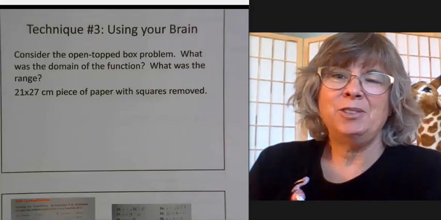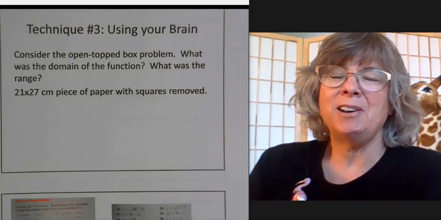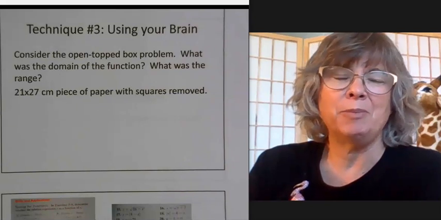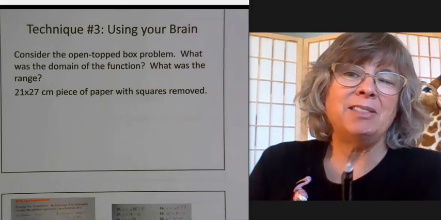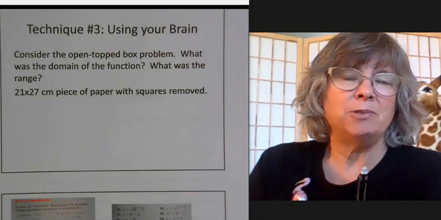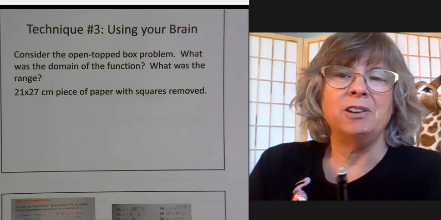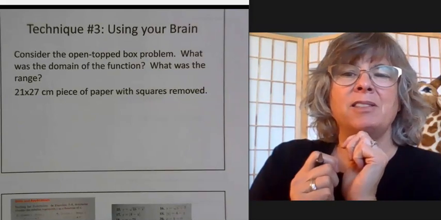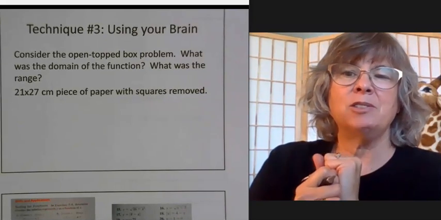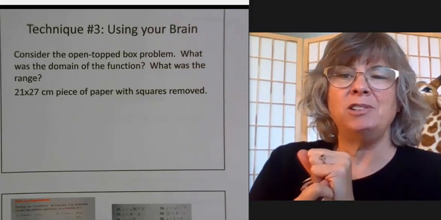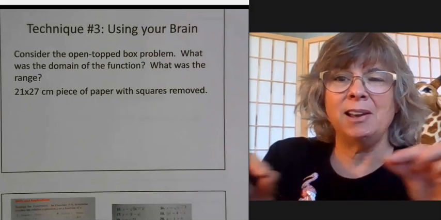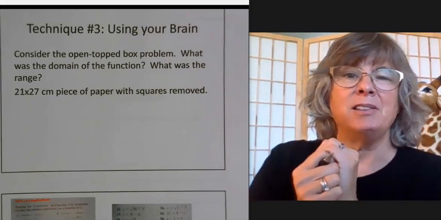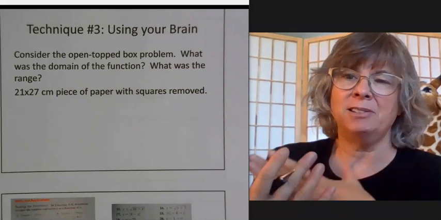Third technique is using your brain, particularly when you have a word problem, a real world problem. For example, when we had the open top box problem, do you remember we cut squares out of the corners of a piece of paper? There was the domain we talked about. X couldn't be negative and X couldn't be too big, because then you couldn't cut squares out of the sides of the box. So we had to use our thinking skills.